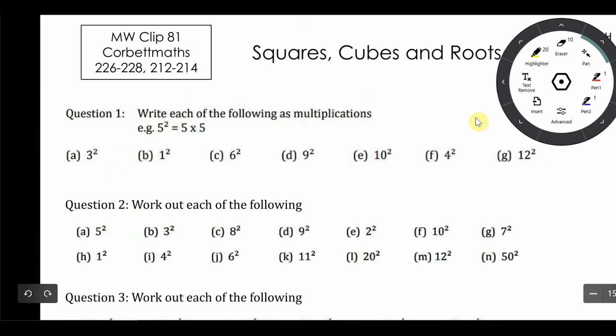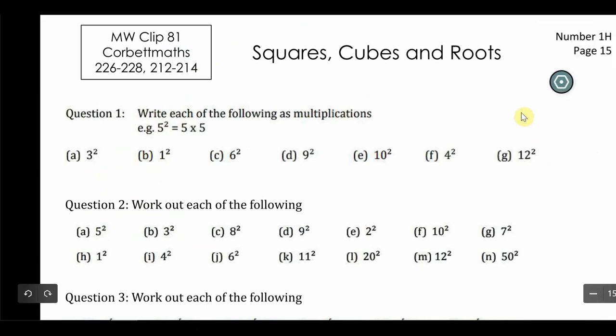Now, one of the other things I should probably mention before we get started is that when you're doing this sort of question, you might be asked to work out, solve, evaluate, or find the value of, and they all mean the same thing. They mean what is the actual numerical answer. If it just says simplify, that's different. This first question says write out each of the following as multiplications and gives you an example. It just means write it in expanded form again. In other words, don't use this little superscript notation. Write out actually what it means. So 3 squared means 3 times 3.